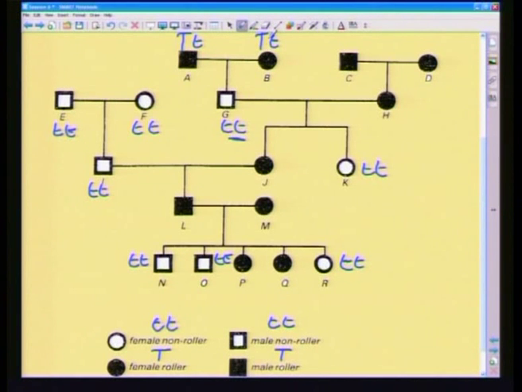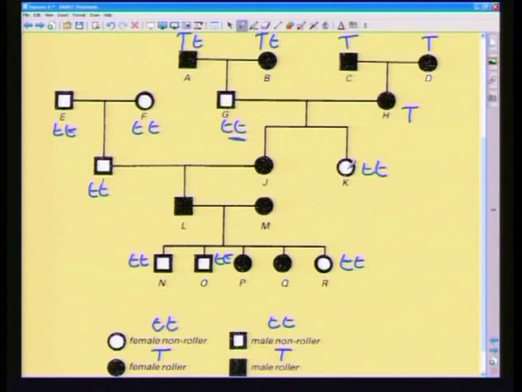So for at least C, D, and H, well, they produce an offspring that is able to roll their tongue. So we do know that they must have the dominant gene, otherwise they would not be able to roll their tongue. Now let's have a look. These 2, G and H, produce 2 babies, one that can roll their tongue and one that doesn't.